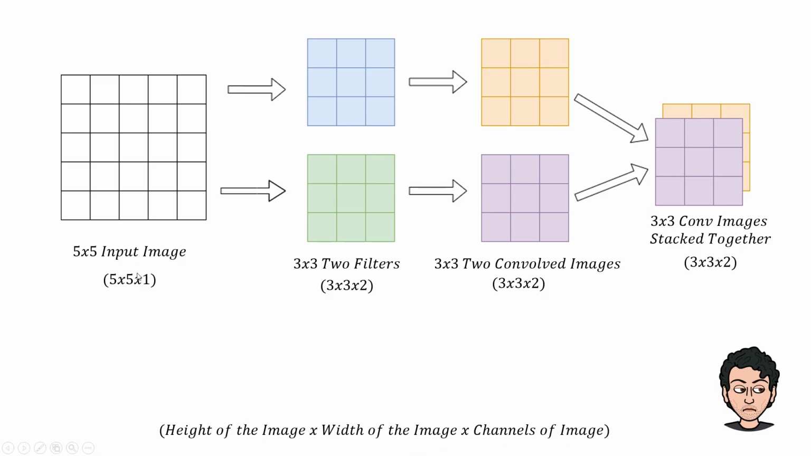So 5 into 5 into 1, that is for grayscale. 3 into 3 into 2, why 2? Because we have two filters. After the convolution there are two convolved images that we get with respect to the filters. One will be for vertical edge detection, one will be for horizontal edge detection, and after that those will be stacked together. So 3 into 3 into 2. That is the dimension that I get after the convolution of a 5 by 5 grayscale image.